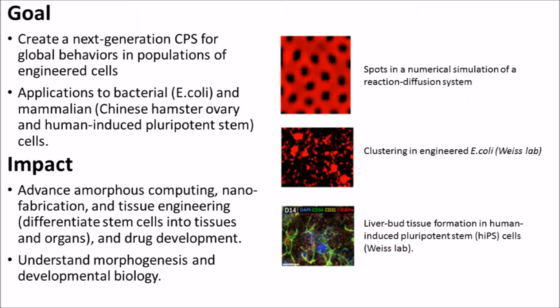The top figure was produced by simulating a network of locally interacting engineered bacterial cells, while the other two are preliminary experimental results in E. coli and human-induced pluripotent stem cells, both from the Weiss lab at MIT. Pattern formation is an important problem that impacts various areas such as amorphous computing, tissue engineering, and drug development, and can also lead to a better understanding of morphogenesis and developmental biology.